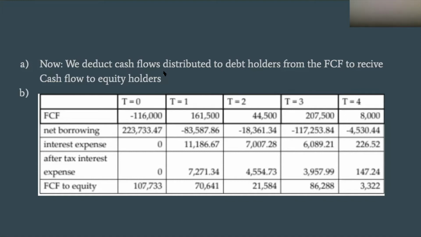So again, to repeat, in order to receive the cash flow to the equity holders, all we did was take the free cash flow that we already have calculated and deduct the cash flows that we know are going to the debt holders, because the free cash flow is only distributed between the equity holders and the debt holders in this case.